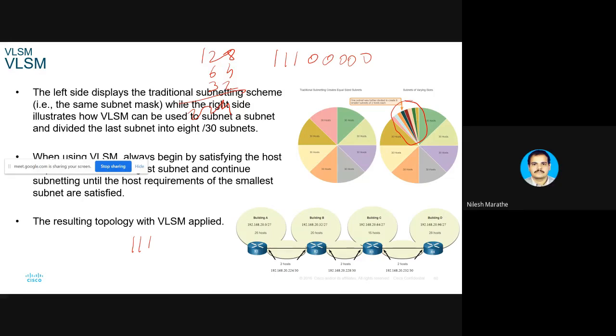So how many bits from the host do we require to add to the network to have 3 more subnets in the 224 series? We are talking about this last octet. I need 3 subnets: 1, 2, 3. 1 bit can give 2. So 3 will need 2 raised to 2. So 2 bits of this I want to shift to the network.